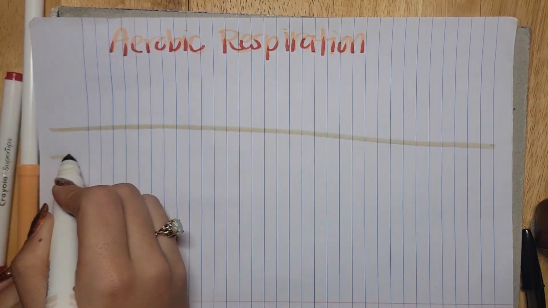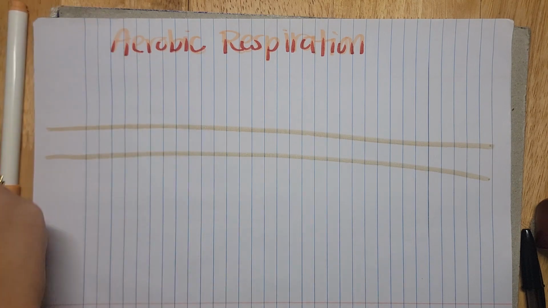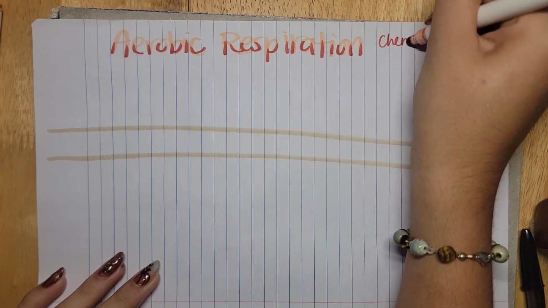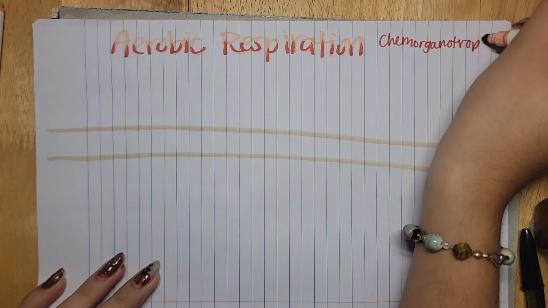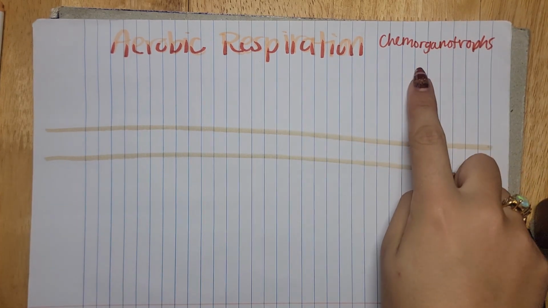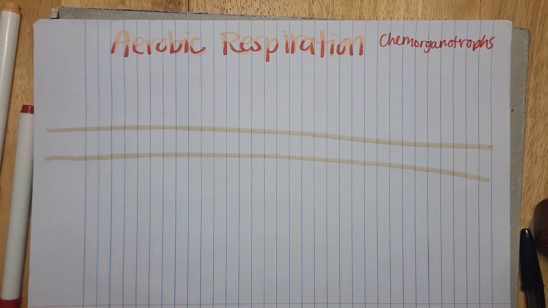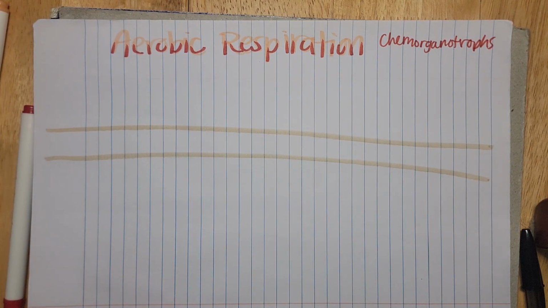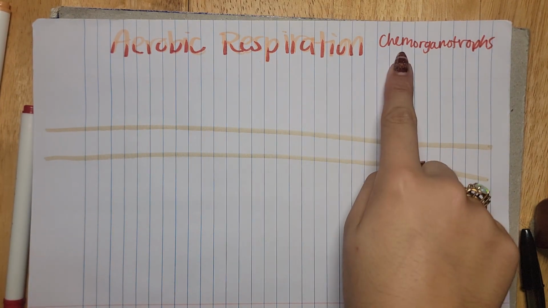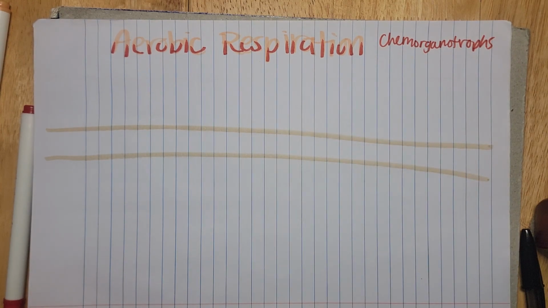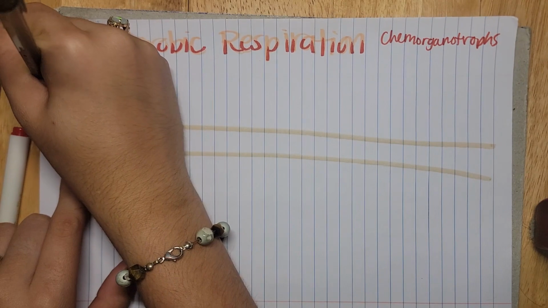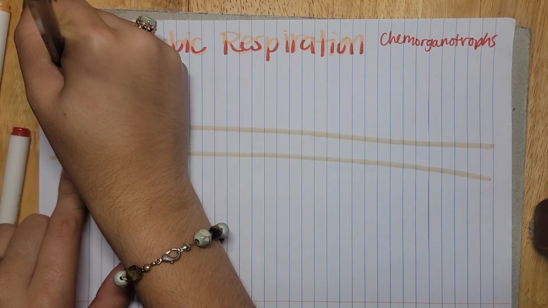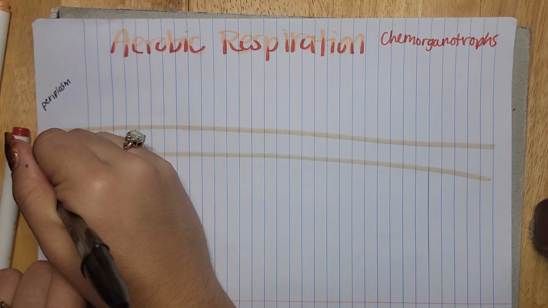And aerobic respiration is done by chemoorganotrophs, right? We get our electrons from an organic molecule, and our chemical energy from organic molecules as well. So we're going to start with this membrane. You can imagine this side as the periplasm of a gram-negative bacterium, and this is the cytosol.